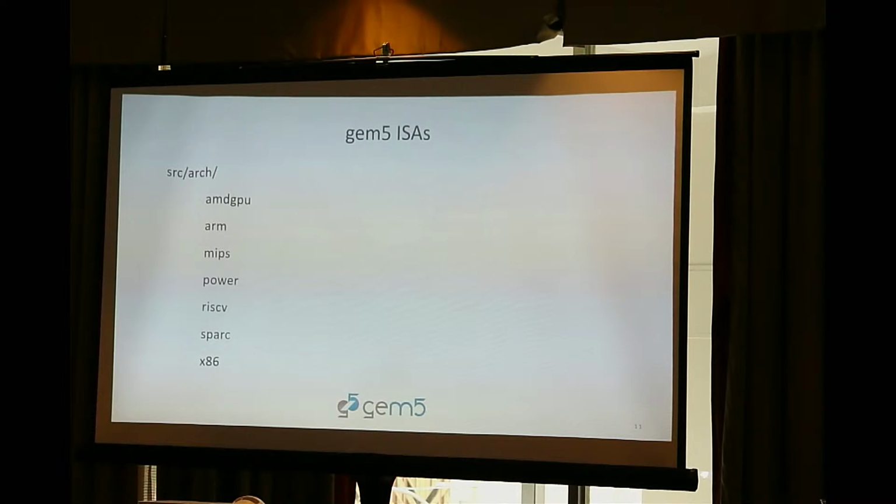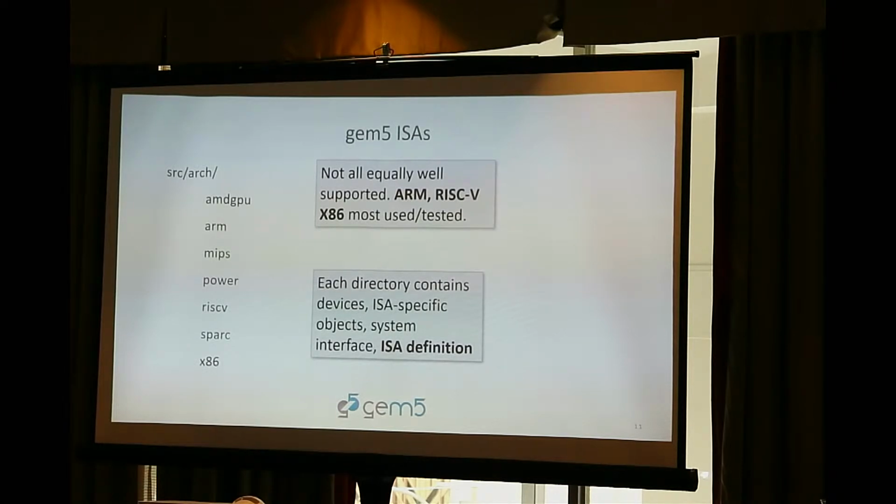We support a bunch of different ISAs. You can look in src/arch. We support GPU ISAs, new CPU ISAs like RISC-V, and old CPU ISAs. They're not all equally well supported. ARM and RISC-V are supported better, and x86. Each directory contains an ISA definition. I'm going to skip over all the details about how to create ISAs.